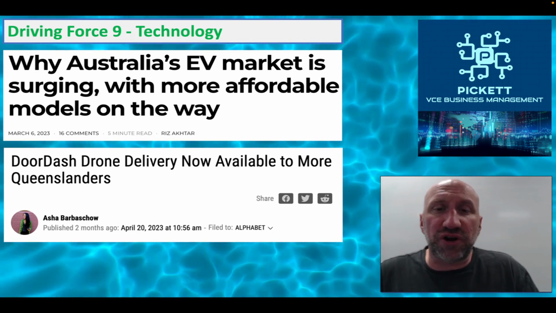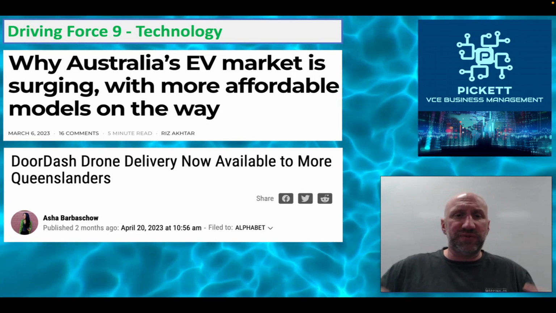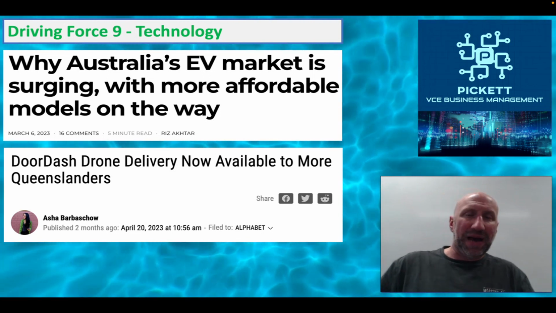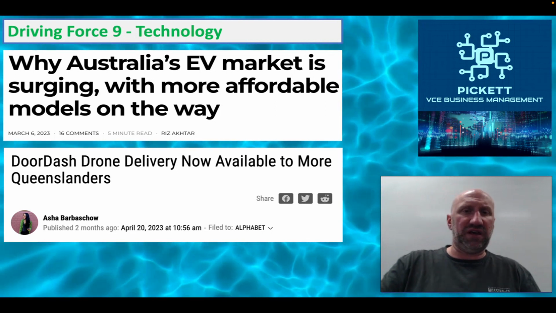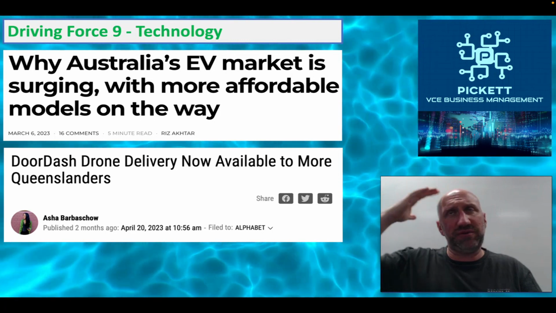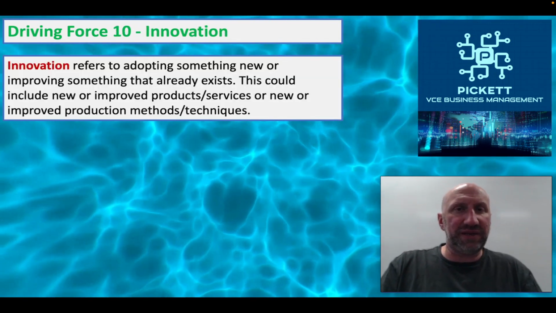Another example there, DoorDash drone delivery, available to more Queenslanders. I'm not even sure of the detail of that one, but it was just a headline that caught my eye. Again, is technology impacting? I mean, said to someone 10 years ago, have your stuff delivered to your house by drone, it would just sound insane, but it's now happening even in Queensland.